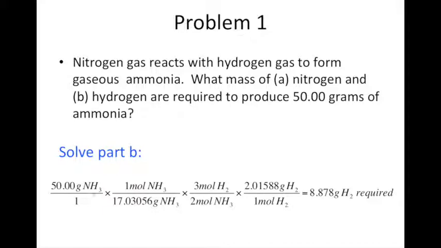So you can see the calculations here, 50 grams of ammonia. I use the molar mass of ammonia to calculate the moles of ammonia. This is the stoichiometric ratio of the coefficients from my balanced chemical equation. I want moles of ammonia on the bottom, moles of hydrogen on the top. Then I can use the molar mass of hydrogen to convert from moles of hydrogen to grams. Again, to the correct number of sig figs and units, we have 8.878 grams of hydrogen are required to produce 50 grams of ammonia. So that's the minimum mass of hydrogen that you would need to produce 50 grams of ammonia.